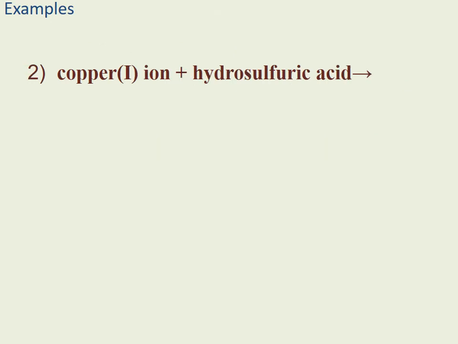Example 2, we have copper 1 ion, which is copper with a +1 charge, and that's reacting with hydrosulfuric acid. It says acid, so we know we have H plus on the front, and since we have hydro and ic in the name, the original ending was ide, so we're looking up sulfide on the negative list, which is S2 minus. Bring that together, copper 1 ion is reacting with H2S.